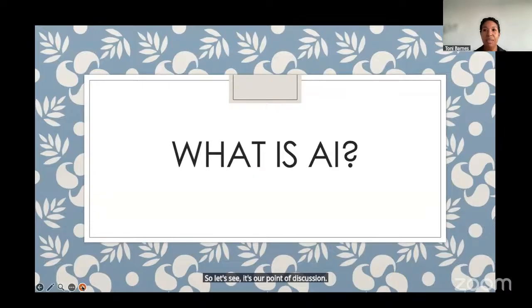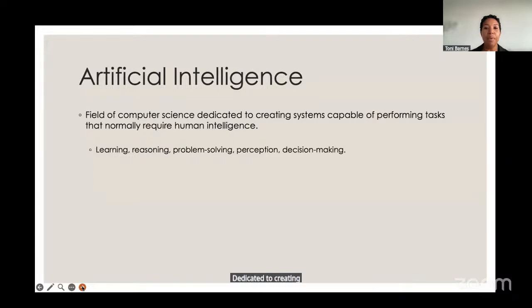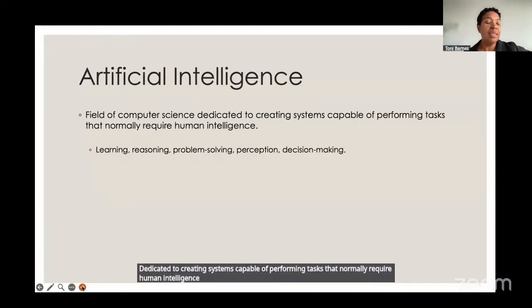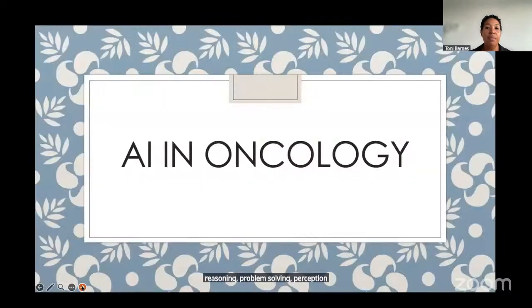So first of all, what is AI? If you're going to use a term, you have to try and define it. Artificial intelligence is the field of computer science dedicated to creating systems capable of performing tasks that normally require human intelligence. And these tasks include learning, reasoning, problem solving, perception, and decision making.